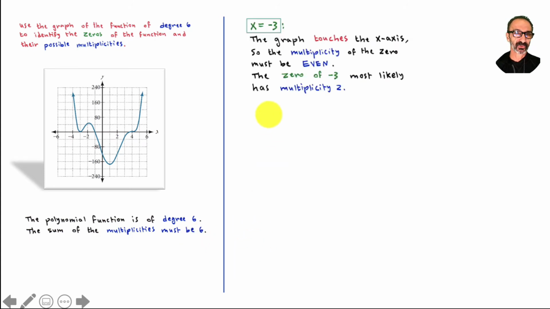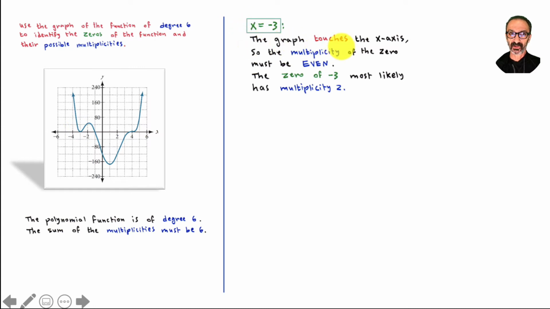Since now we don't call x equals 0 like the previous problem as 1, we call it 2 zeros. Now we have all the zeros. We count them all, and they should add up to the degree of the polynomial. So, one by one. At x equals negative 3, right here, take a look.